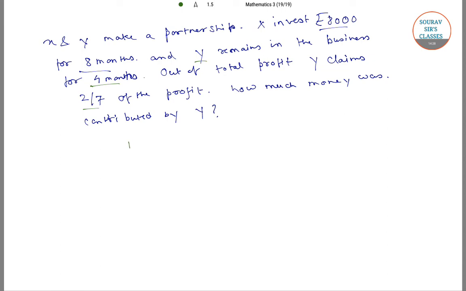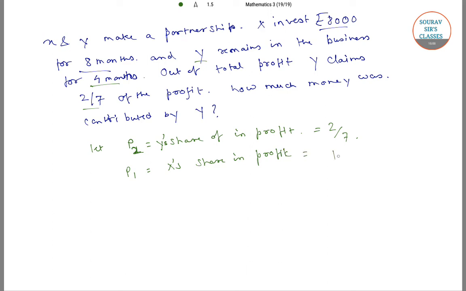Now let P2 be the proportion, Y's share in profit, which is equal to 2 by 7. Then P1, which is X's share in profit, would be equal to 1 minus 2 by 7, which is equal to 5 by 7. That is, X would have 5/7 of the total profit.